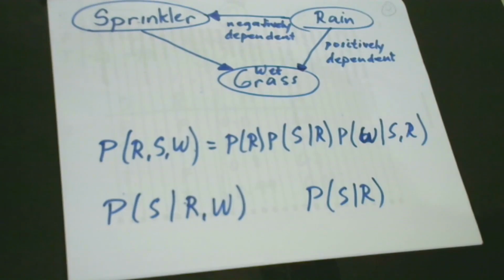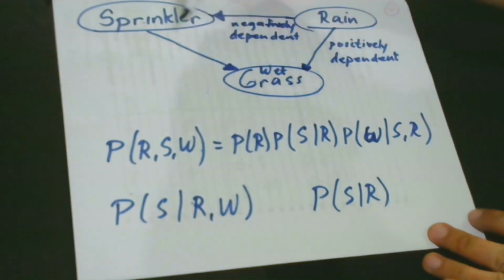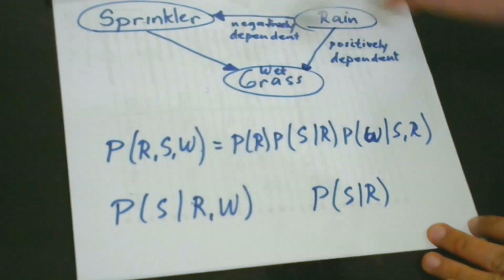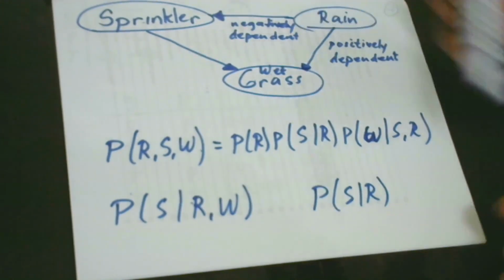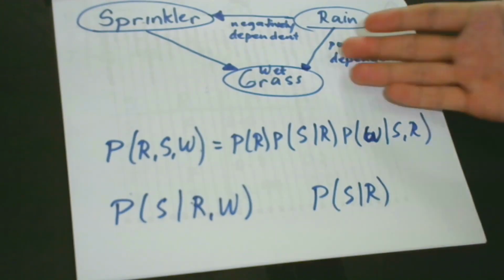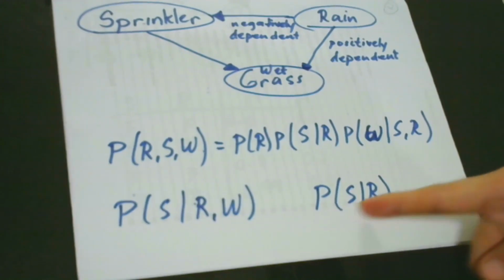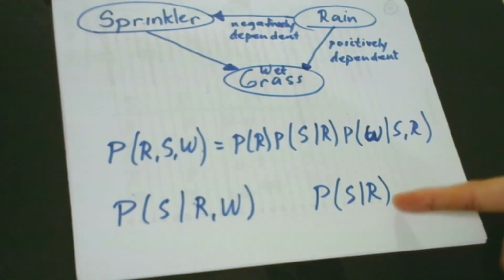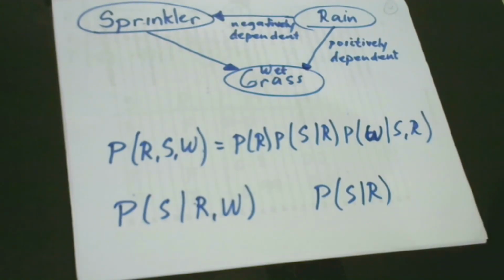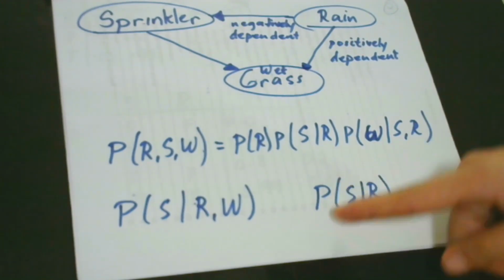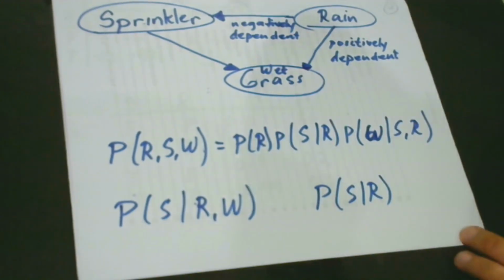So for example, instead of using P(S | R, W), where S is the sprinkler, R is rain, and W is wet grass, we can use P(S | R), because S is independent of W. As you could see, we could use again P(S | R), and we have omitted W because the sprinkler is independent of W.